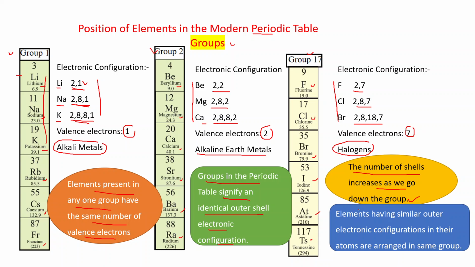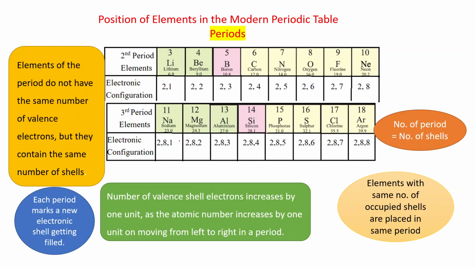That's why we can say elements having similar outer electronic configuration in their atoms are arranged in the same group. It means if we know the valence electrons, we can identify the group in which elements can be placed. Now see periods. These are the second period elements: lithium, beryllium, boron, carbon, nitrogen, oxygen, fluorine and neon.